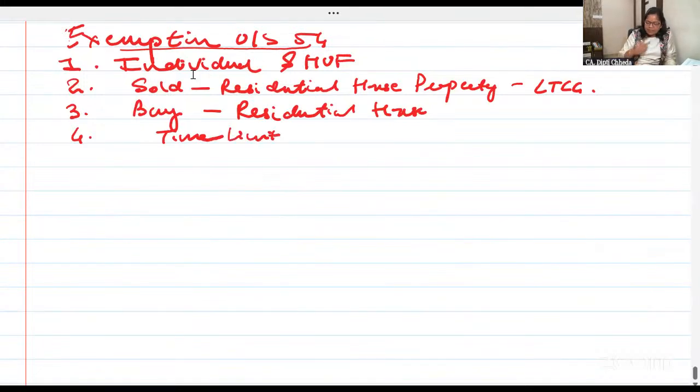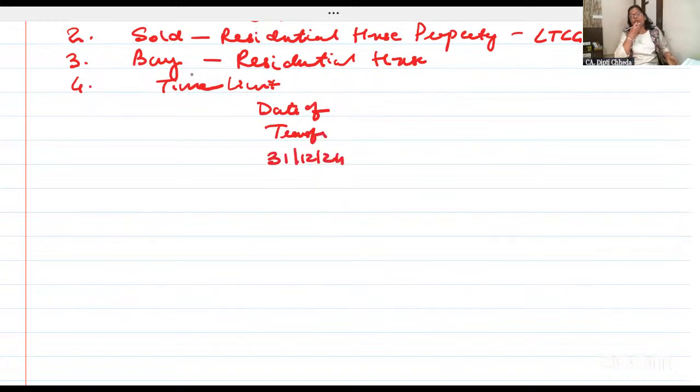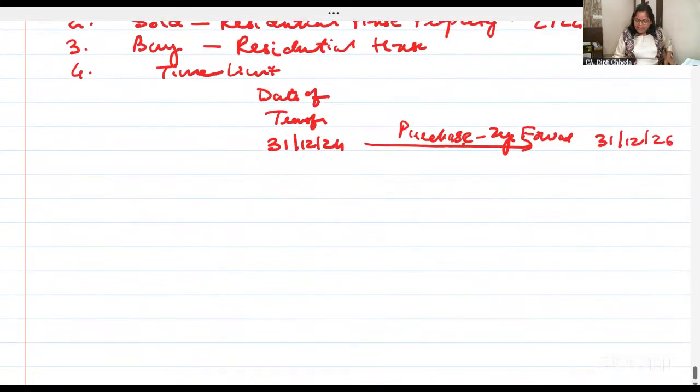For time limit, just make this diagram. Date of transfer. Just write down. Say date of transfer is 31st December 24. Our financial year is 24-25. So 31st December 24, you have transferred the house. So you can purchase another house two years forward. So up to 31st December 26, you can buy another house.